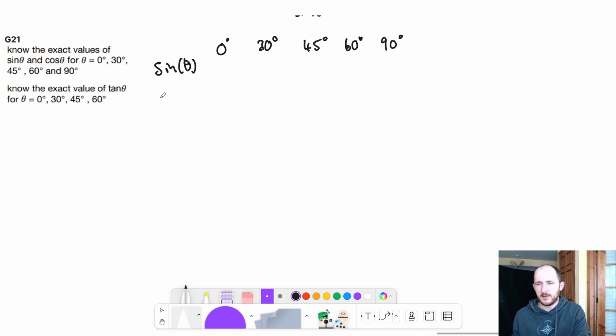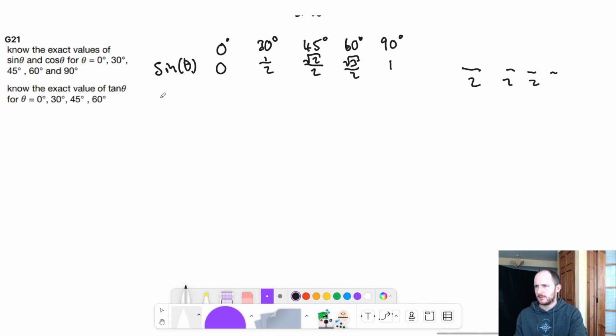Now here are the values that you need. It's 0, half, root 2 over 2 or 1 over root 2, depending on which way around you look at it. Root 2 over 2, and then the next one is root 3 over 2, and the last one is 1. Now how do I get those? Well, all you're doing is actually adding 1 each time. What do I mean? Well, here's what you do. You put over 2 for all of them. Okay? So all of those over 2.